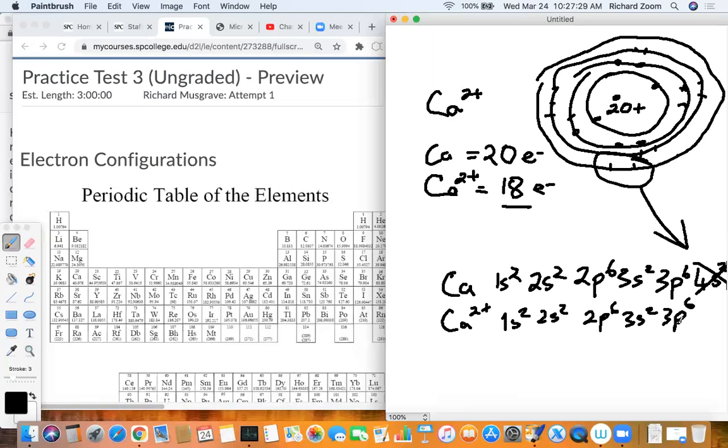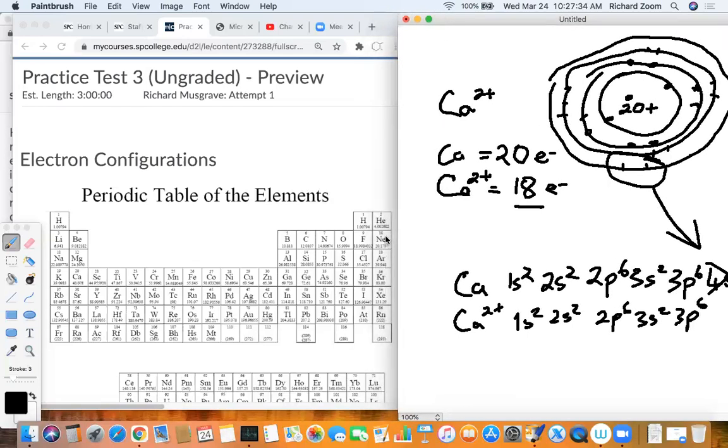Now the thing is that means that calcium 2+ actually has the same electron configuration as our friend argon. As we did argon, that's 18. You can see it says 18 there. It would be 1s2, 2s2, 2p6, 3s2, 3p6. That would be argon. So what we can say is that Ca2+ is isoelectronic with argon. Isoelectronic simply means the same number of electrons. That's what iso means, same electrons.